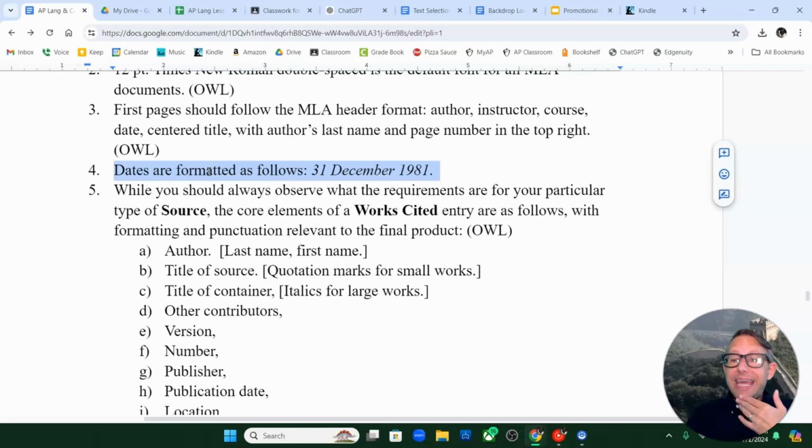When we're talking about dates, specifically dates that are in that header, this is the format that we use. Notice that there is no comma. Notice also it starts with the day number, then the month. Notice also that it doesn't say 31st. It says 31 space December space 1981, and that's what your date should look like, okay? So no sts or nds or ths, and make sure that it's in that particular order without any additional punctuation. That's how MLA dates function, okay?